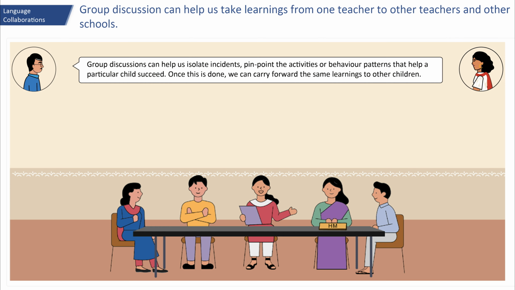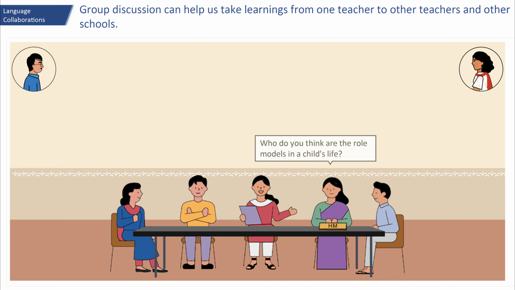Group discussions can help us isolate incidents, pinpoint the activities or behavior patterns that help a particular child succeed. Once this is done, we can carry forward the same learnings to other children. Who do you think are the role models in a child's life?